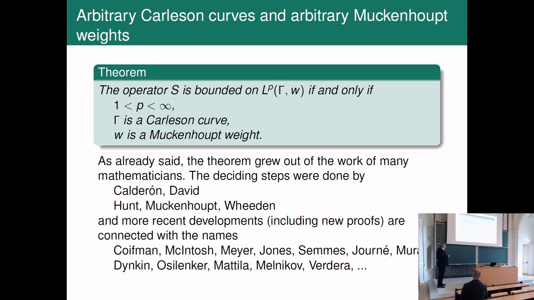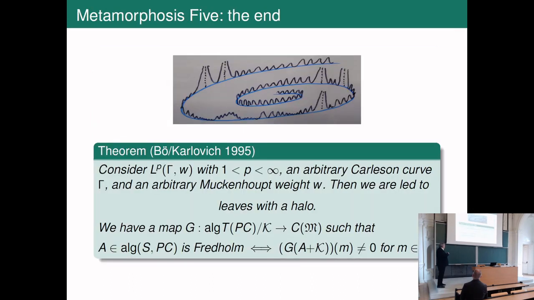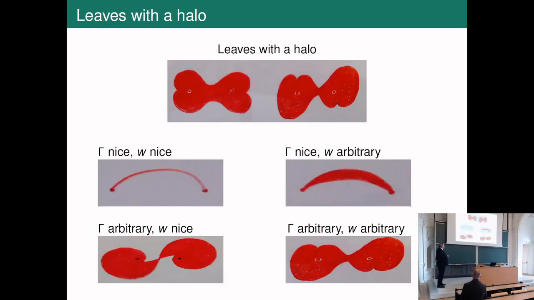The operator is bounded on L^p over a curve with a weight if and only if p is between 1 and infinity, the curve is Carleson, and the weight is Muckenhoupt. So consider an arbitrary Carleson curve with an arbitrary Muckenhoupt weight. Unfortunately, within a short time, because we thought this could feed us many years, we observed that in that case we obtain leaves, what we called leaves with a halo, and these look like this.